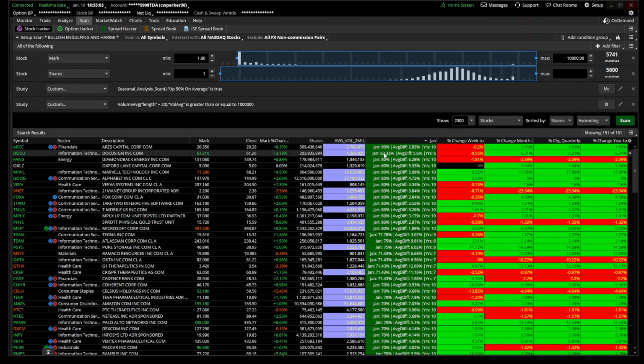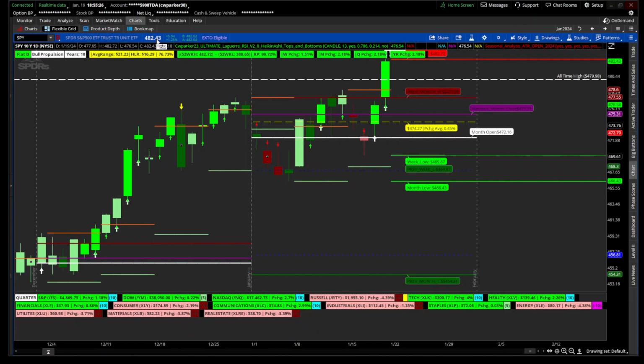On average, this is up 90% of the time, and it shows your average percent change for that month of 2.83, looking over the course of 10 years. So this is a financial stock, ARCC, but it has the highest score for the seasonality.